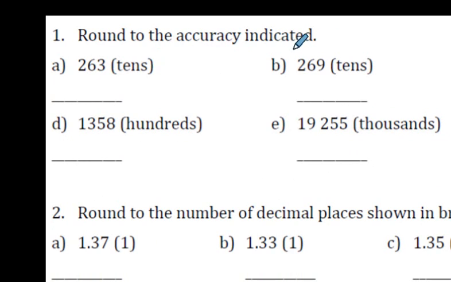Round to the accuracy indicated. Round it to the 10 spot. Okay. So that would be 260. I'm going to go through these really quickly. You can shut this video off if you get it, or else just keep watching and I'll just do them really quick. 10 spot. That's right there. That 6 becomes a 7.